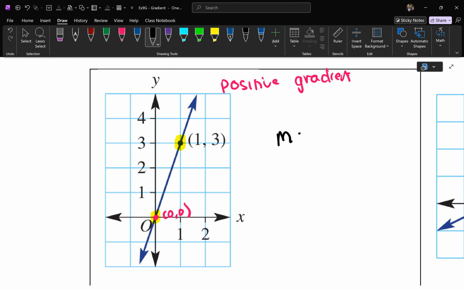So let's calculate. Gradient is rise over run. Now, rise is how far I have to go up or down. Starting from this point, how far do I have to go up to reach 1, 3? 3 units. Can you see how it's going from 0, the y values? I had to go 1, 2, 3 to get a y value of 3. So rise is now 3.